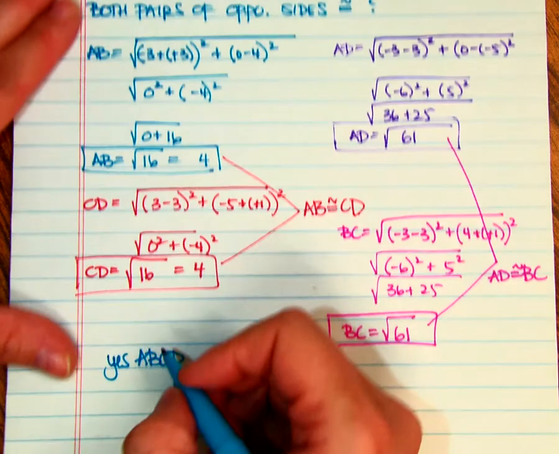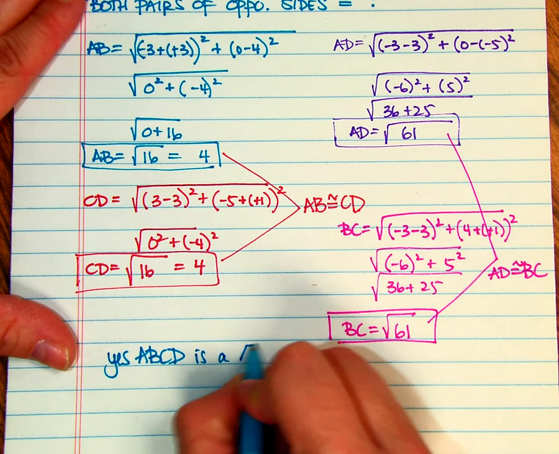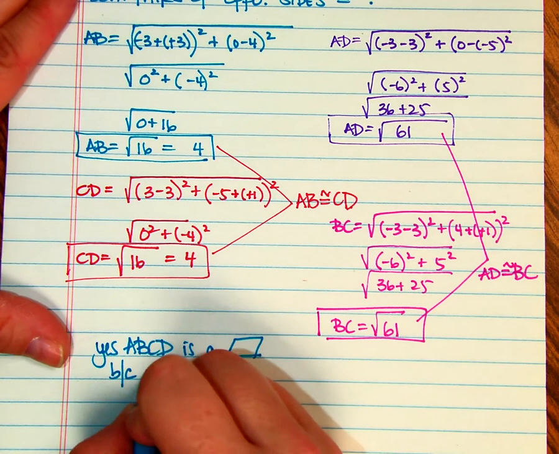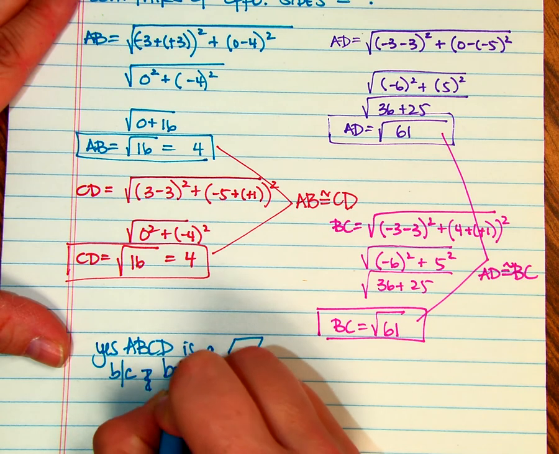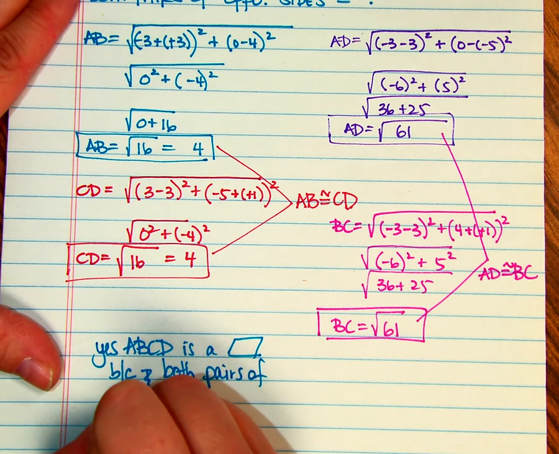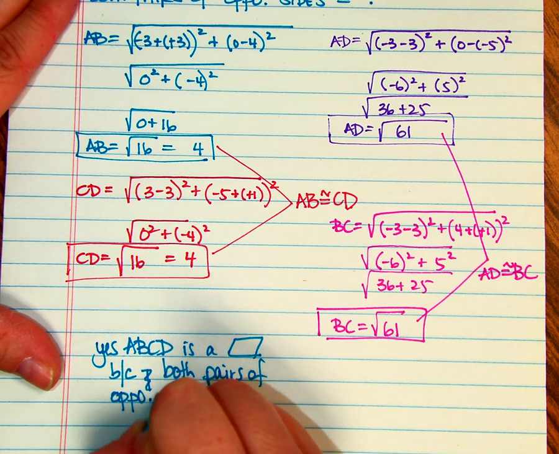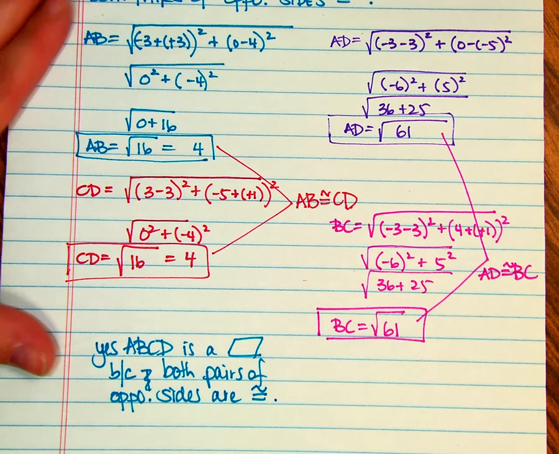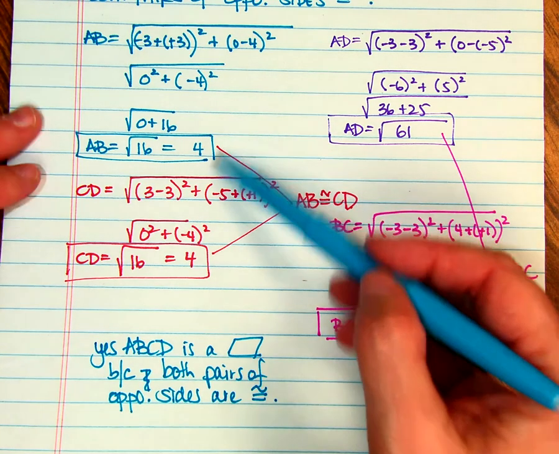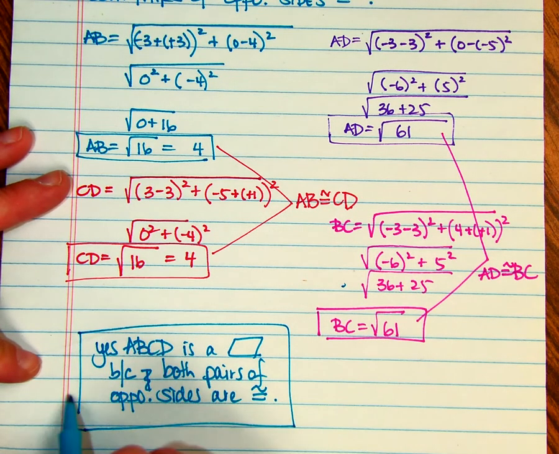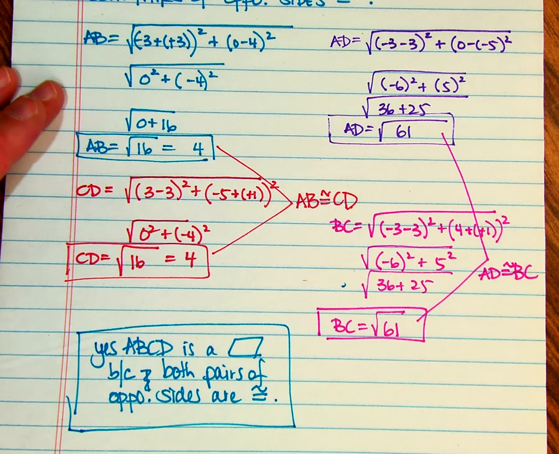ABCD is a parallelogram because, this is the important piece, both pairs of opposite sides are congruent. So not only do you have to show the work, you have to justify why you are saying, yes, it's a parallelogram, or no, why it's not a parallelogram. So there's another example.